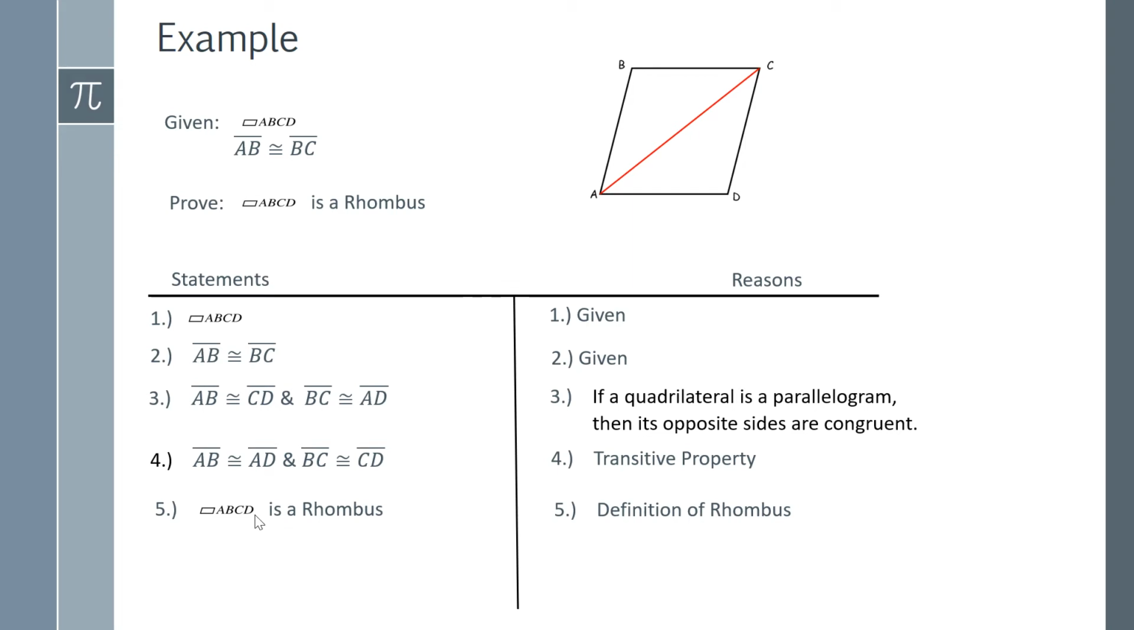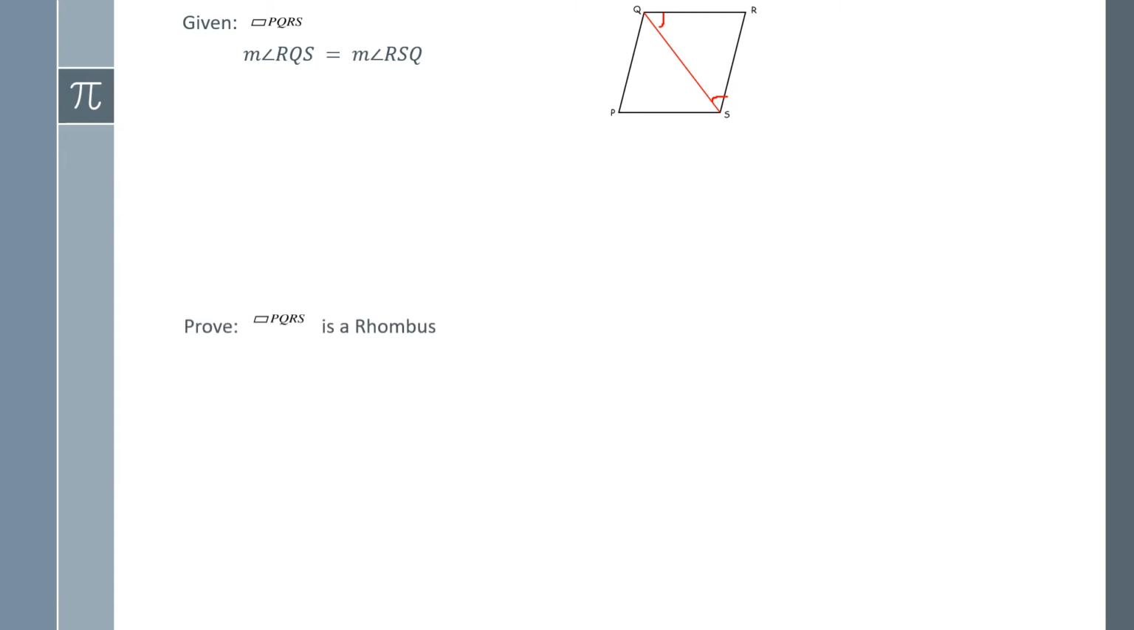So let's take a look at one that's a little more complicated. And I say a little, it's a lot more complicated. So here is our given picture. We're given that we have parallelogram PQRS, and we've got the measure of angle QRS. I'm going to mark this one so we can see what we're talking about here. So RQS is right here. It's equal to the measure of RSQ. So that's this angle. So we've got those two angles are equal. We're going to try to prove that this is a rhombus.